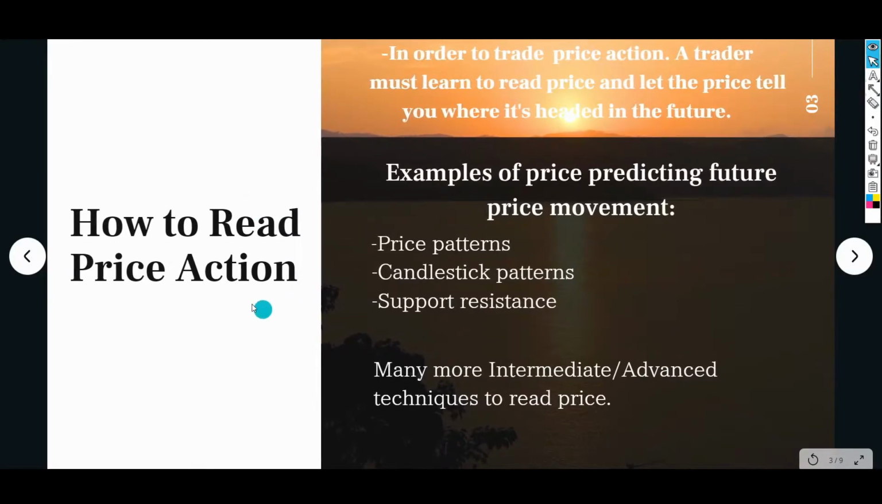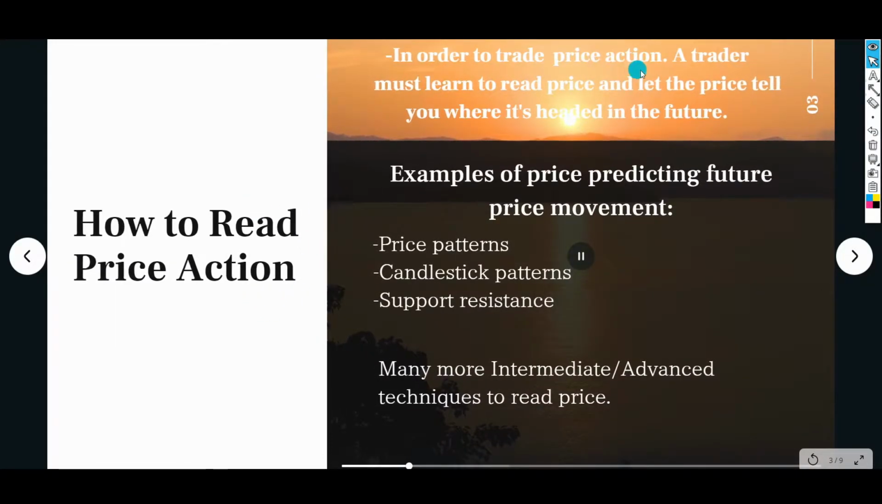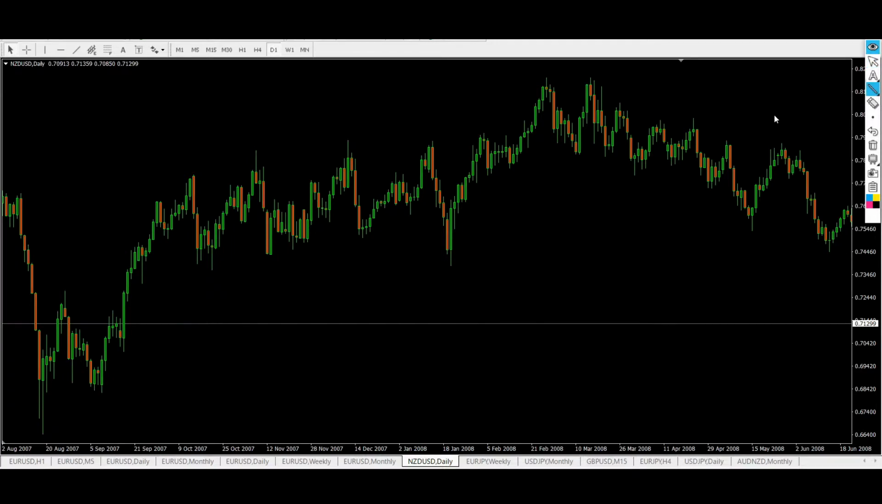How to read price action. In order to trade price action, a trader must learn to read price and let the price tell you where it's headed in the future. So for example, this support right here was tested 3 times. On this 4th touch, this support shows us that price is headed long in the future, right? Similarly, this double top and this price action tells us price will go down in the future.